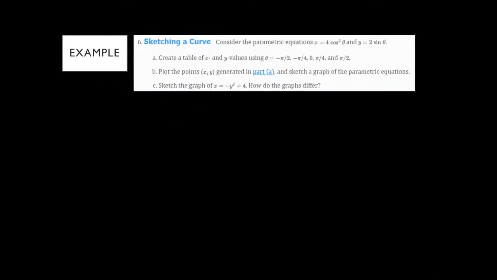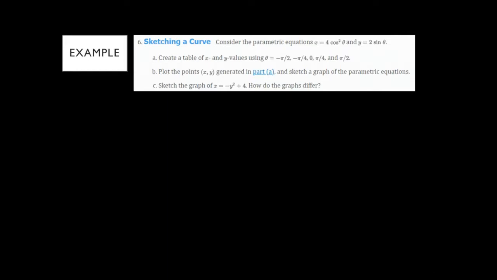So here's an example where instead of t as our input, these are actually angles. I grabbed this one from number 6 in section 10.6. I thought this was a really nice one because it's basically taking your parametric equations and then comparing them to a different graph. And this will help you maybe see the connection between the two. So consider the parametric equations x equals 4 cosine squared theta, and y equals 2 sine theta.